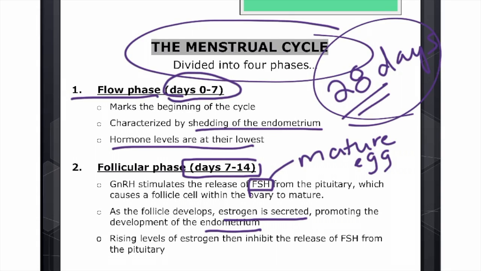So this is why in our last tutorial I said it was really important for us to know our hormones, because we need to understand why hormone levels rise at certain times in this 28-day menstrual cycle. So because estrogen levels are rising, it's going to inhibit the release of FSH from the pituitary. So this goes back to our endocrine, and we talk about the negative feedback loops, that when something's produced, that is going to allow that whole feedback loop to turn off.